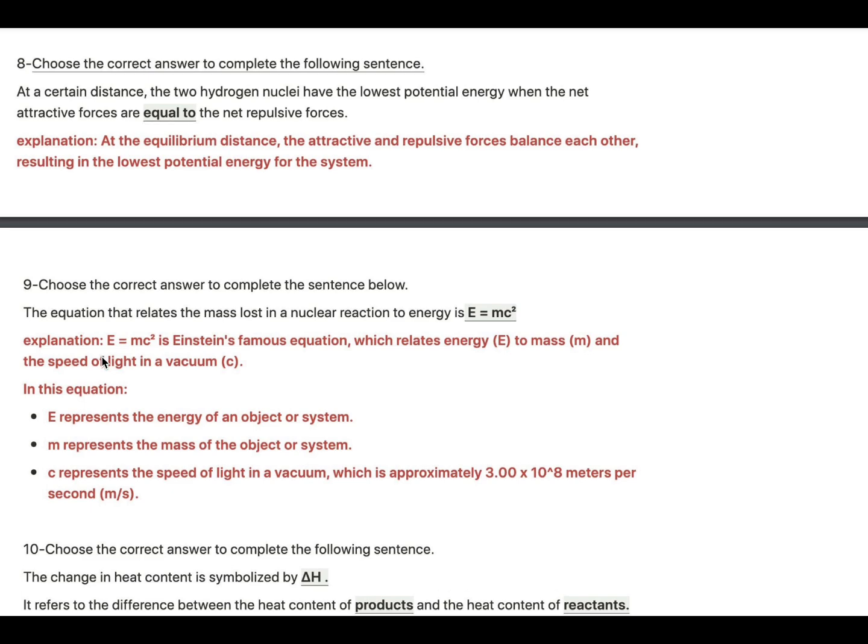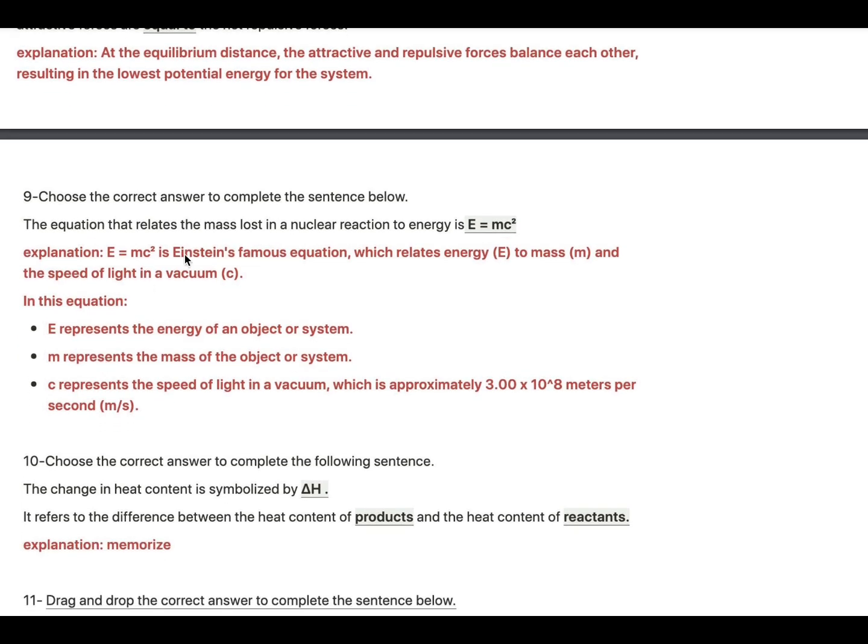Choose the correct answer to complete the sentence below. So E equals mc squared. You know, it's Albert Einstein's famous equation. You can see it in every single picture on Google when you search up science. I'm not sure if this week's CA will have questions where we actually have to use E equals mc squared, because it's not in a quiz, but it could be in the exam.